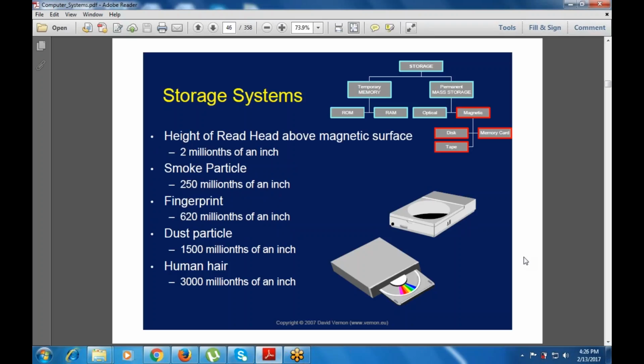The next one is the storage system, that is the height of the read head above the magnetic storage. This is about 2 millionths of an inch. Then a smoke particle is about 250 millionths of an inch. Then a fingerprint is about 620 millionths of an inch. Then a dust particle is about 1500 millionths of an inch. Then a human hair is about 3000 millionths of an inch.